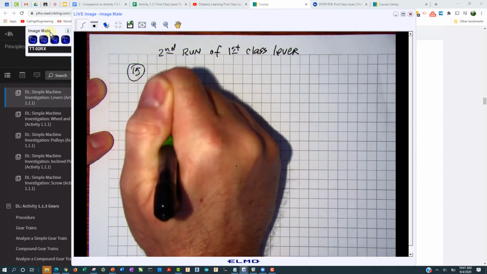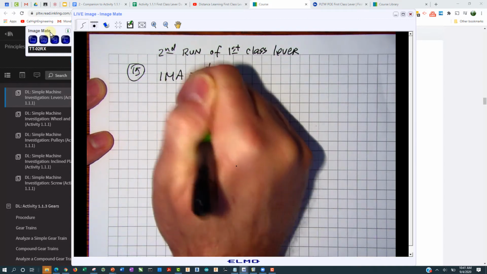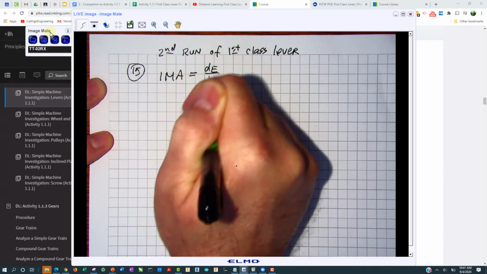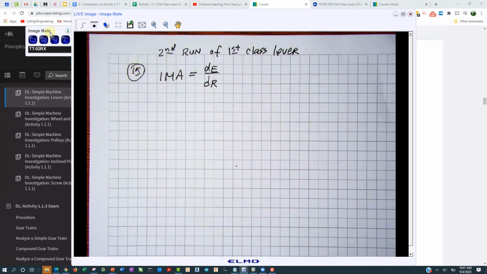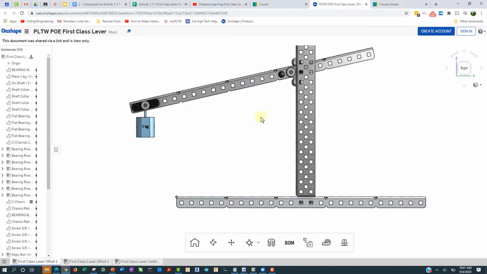And it wants to know what the ideal mechanical advantage is. Well, we always know that it is a dimension associated with the effort force divided by a dimension associated with the resistance force. And the way we get that is we calculate that. No, we measure. And we do that here. So how can we do that? Well, we have this sinister measuring device here. What if I click here, there, and then there?